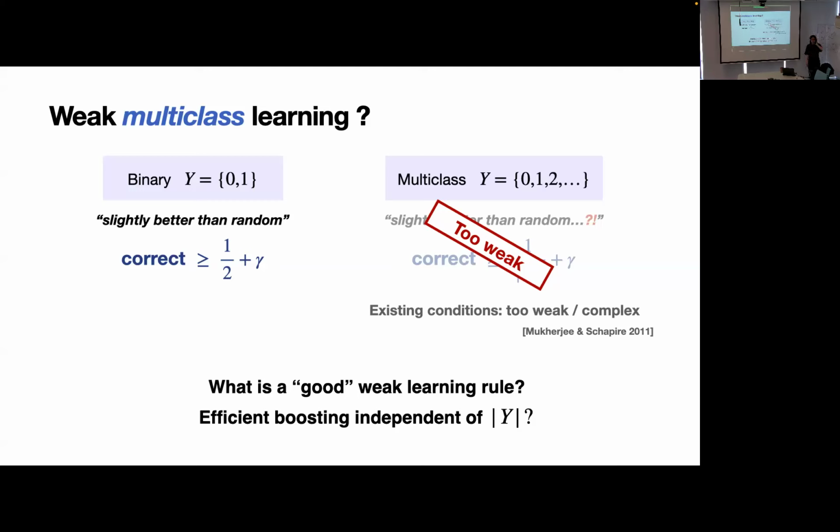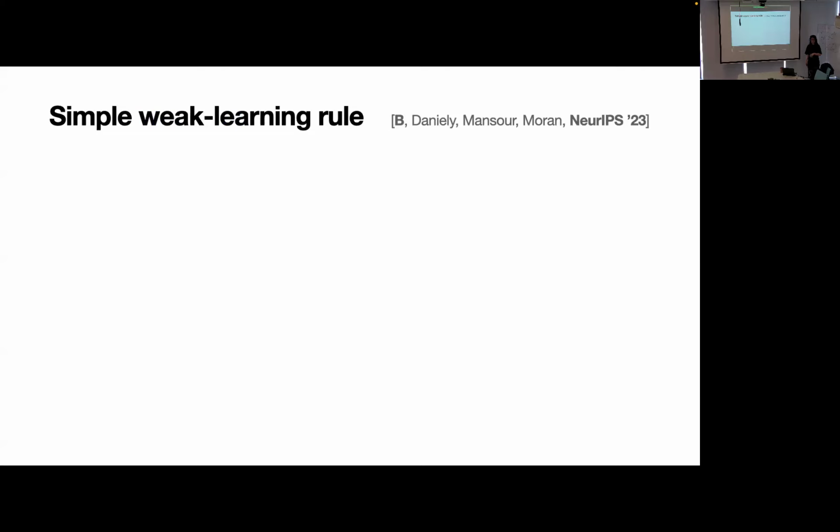Okay, so now I want to describe our results. We define a new notion of weak learning that is, hopefully you agree, a simple one. This is joint work with Nataly, Shai, and Chervonenkis. So what is the assumption that we're making? First, let's recall the weak learning assumption that I just told you was too weak: that our correctness is at least 1 over |Y| plus gamma. I'll show you how to tweak it a little bit, and this tweak will already be sufficient for boosting.